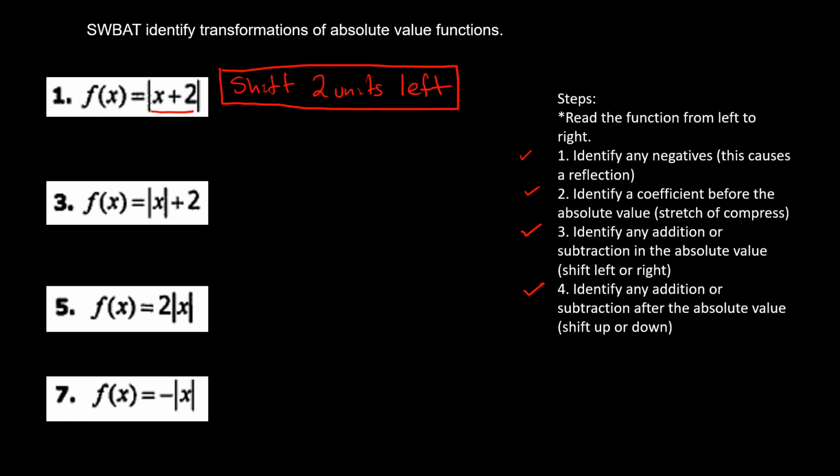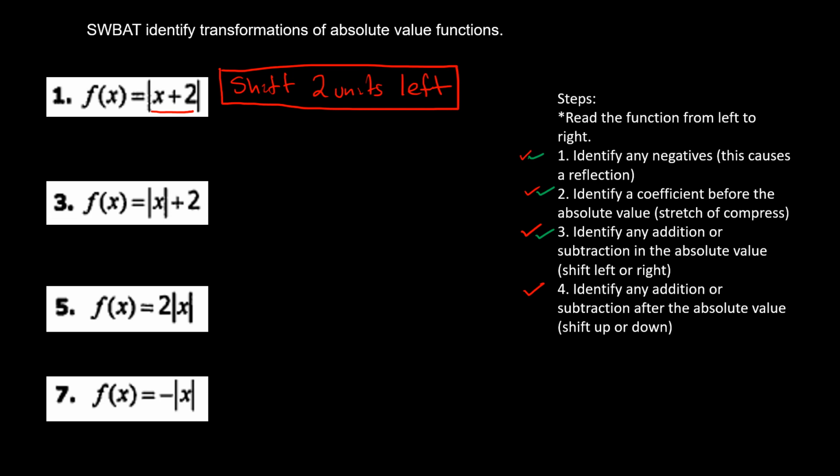Okay, let's go ahead and do number 3. We'll follow the same steps. Identify any negative before. I don't have any negatives here on number 3, so there's no reflection. Identify a coefficient before the absolute value. Again, it's the number right before the absolute value of x. There's nothing there. Identify any addition or subtraction in the absolute value. So I see inside the absolute value, I have just x. There's no addition or subtraction, so we're good there.